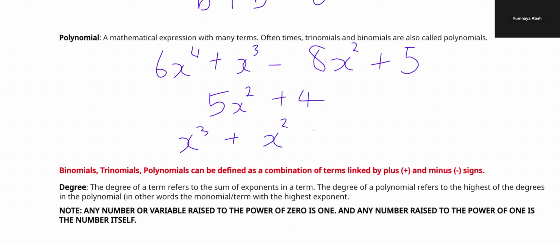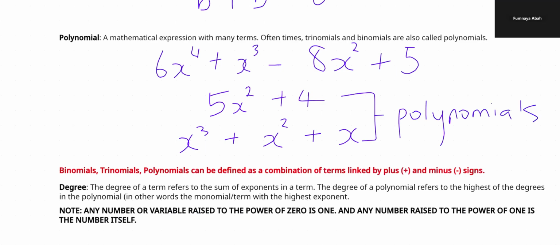This expression is a trinomial, but you can also call it a polynomial because it's also an expression with many terms. So these two, even though they can be referred to as a binomial and a trinomial respectively, they can also be called polynomials as well. Just something to note. Another important thing I want to say regarding binomials, trinomials, and polynomials is that they can be defined as a combination of terms linked with plus and or minus signs.